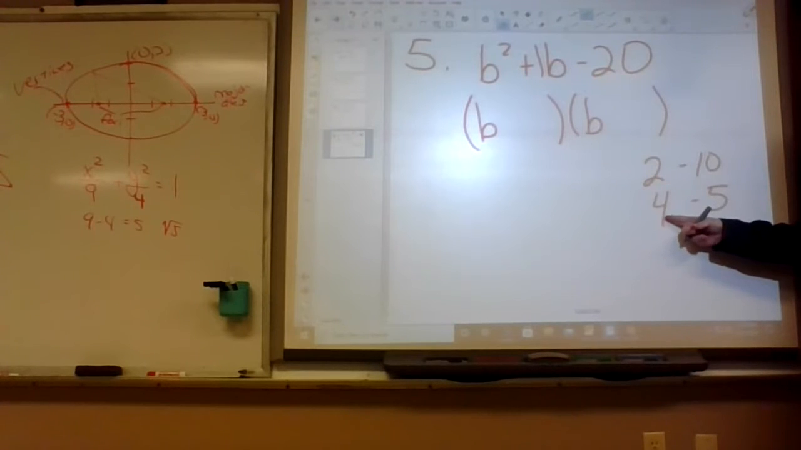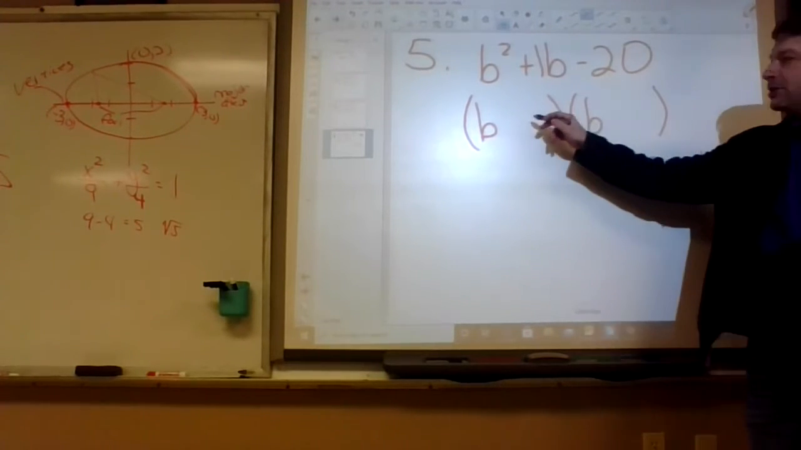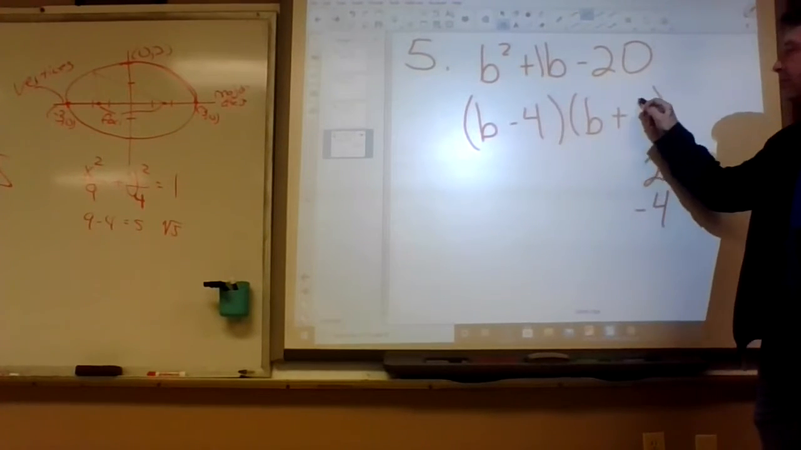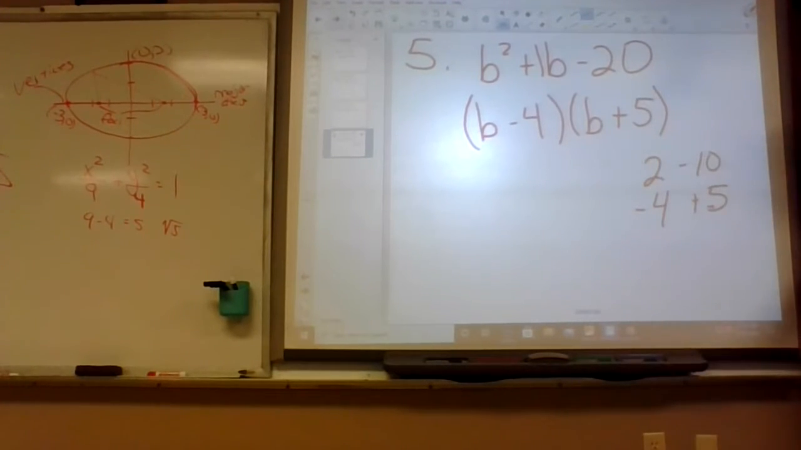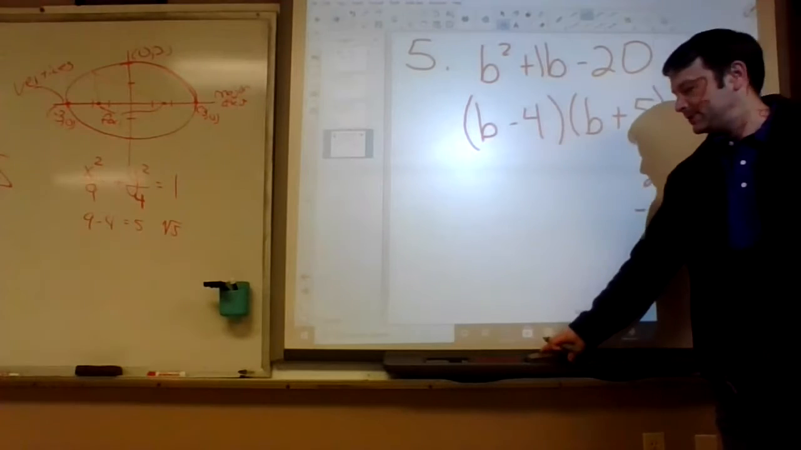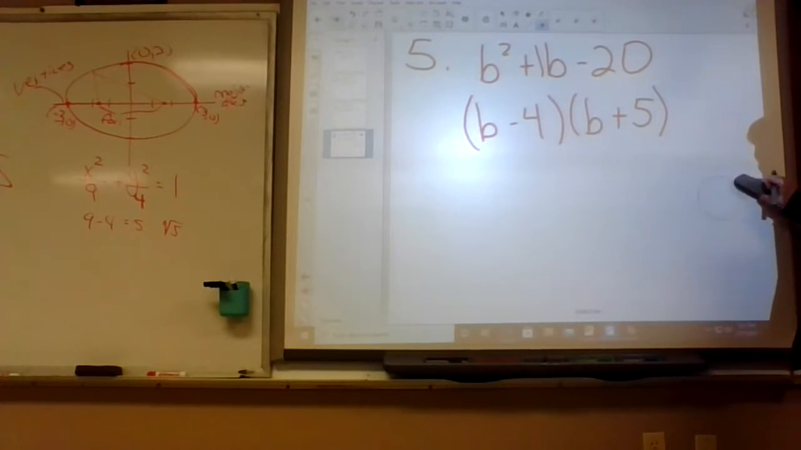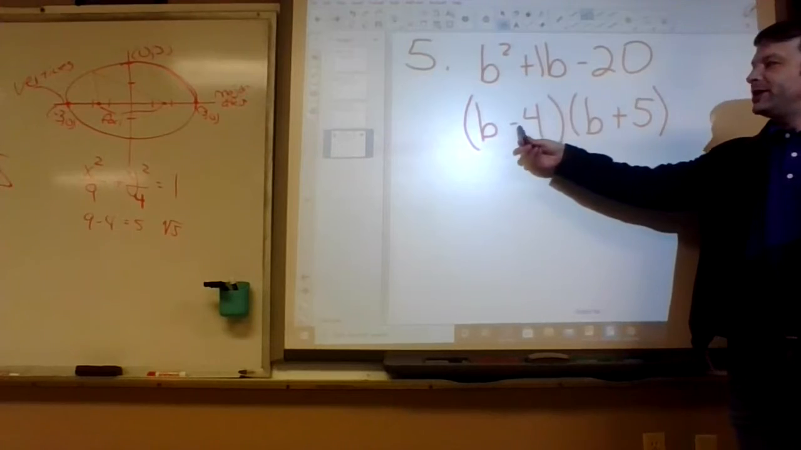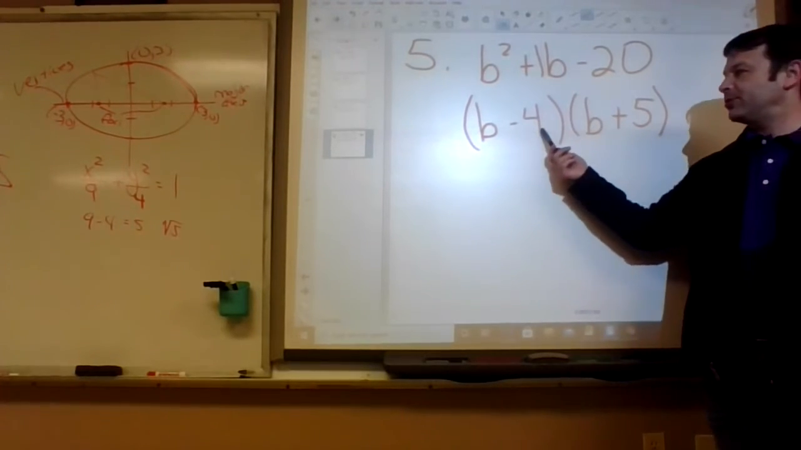The way I wrote it, 4 times -5 is -20. So what's 4 plus -5? It's -1. We want a positive 1, so I need to switch those. -4 plus 5. Does the order matter? No, it doesn't. It could be plus 5 minus 4. The negative and positive matter, but the order doesn't matter.